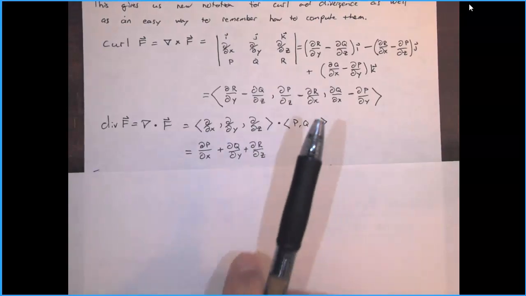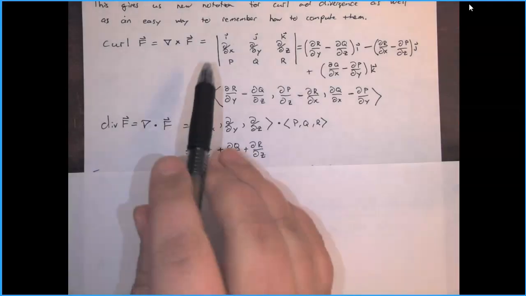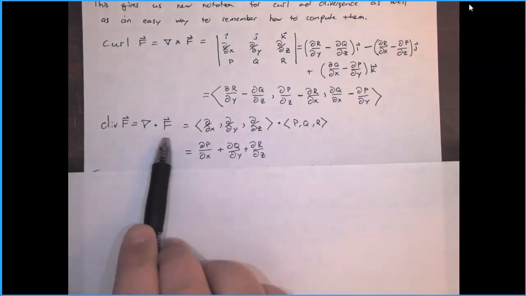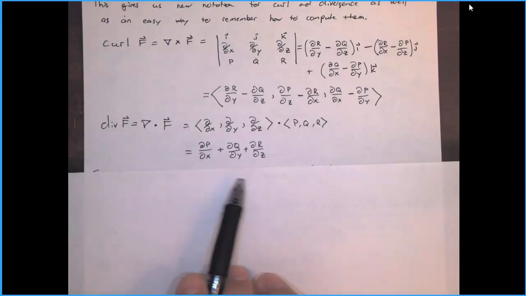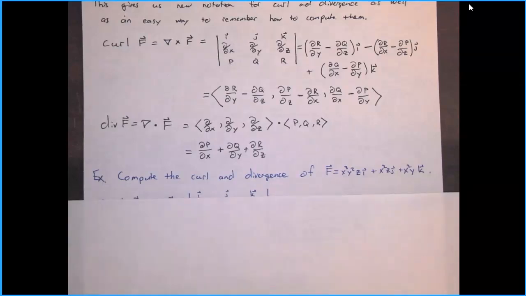That's exactly the divergence. And this is really convenient notation because we know that cross products give us vectors, and the curl is a vector, and here I'm writing it as a cross product. And we know that dot products give us scalars, and so we can write the divergence as a dot product, and the divergence is also a scalar. So it makes sense. It's kind of consistent. It's really nice notation. All right, let's do an example.